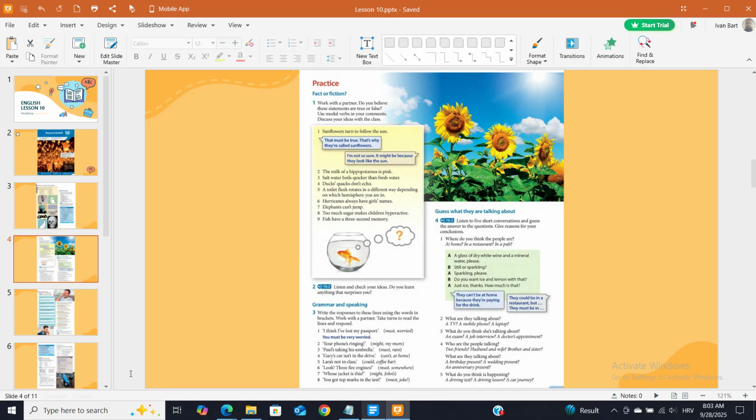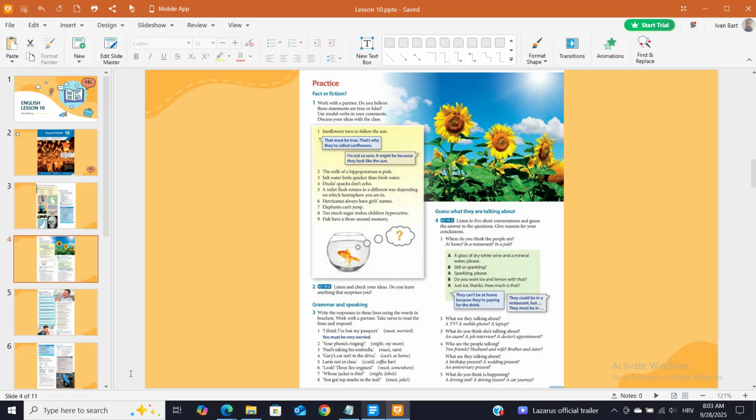10.2 Listen and check your ideas. Do you learn anything that surprises you? Grammar and speaking. 3. Write the responses to these lines using the words in brackets. Work with a partner. Take turns to read the lines and respond.